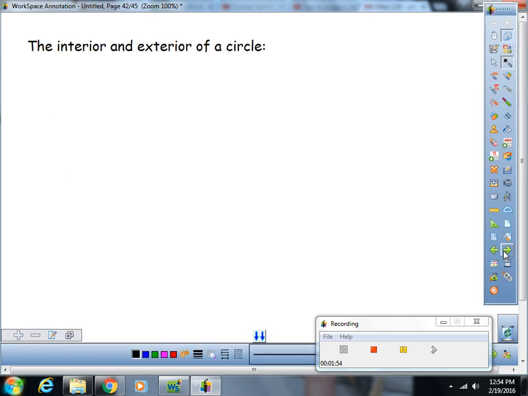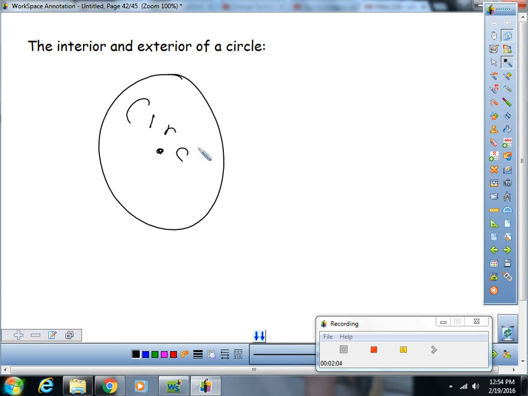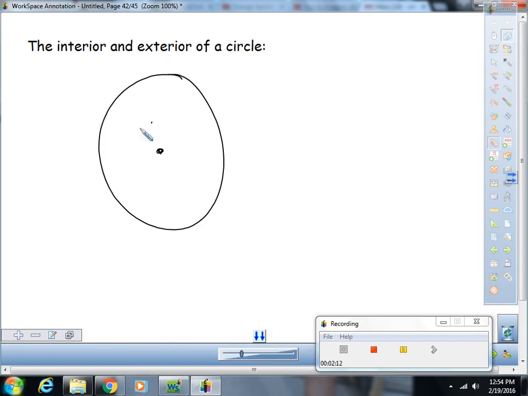Alright, moving on. So, the interior and the exterior of a circle. This is often misunderstood. People sometimes think this whole thing is the circle, and that's not true. The circle is the set of points equidistant from a set point called the center. So these points are on the circle. This is the interior of the circle, and this is the exterior of a circle. So that's just a concept that you should understand now.